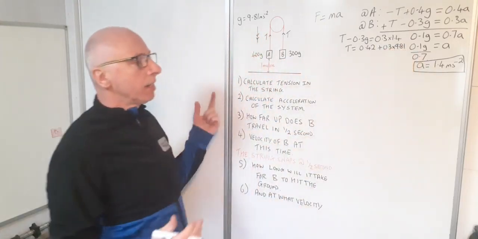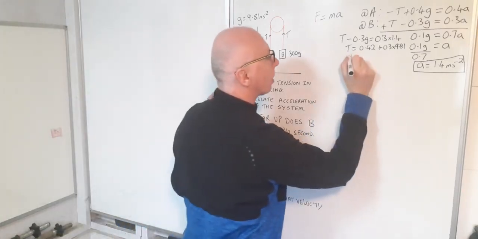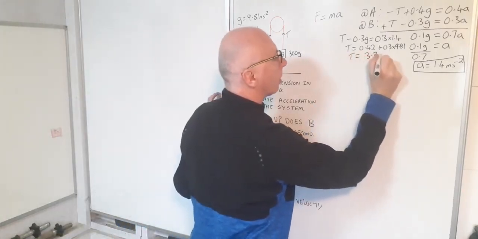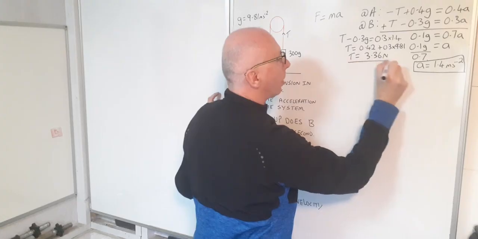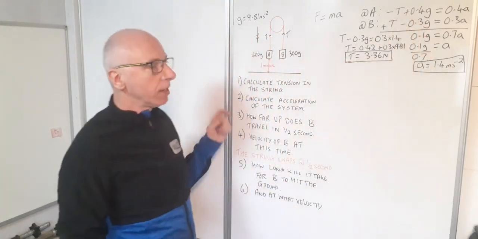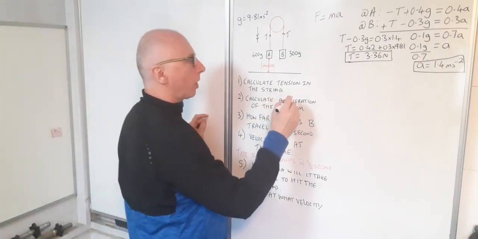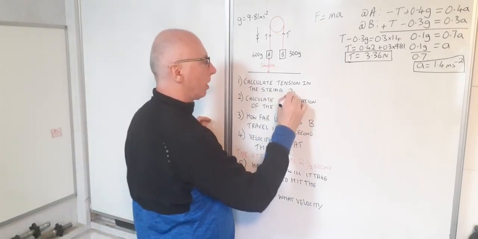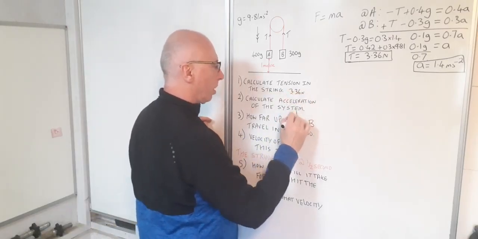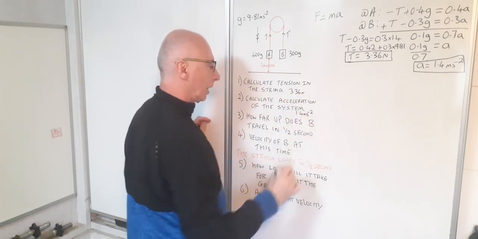And then if you plug that into your calculator, you should get approximately 3.36 newtons. So that would be the tension in the strings. If I'd have put it into that one, I would also get the same formula. I can leave that for you to check. So that's question 1 and question 2 taken care of. So I've got 3.36 newtons, 1.4 meters per second squared.